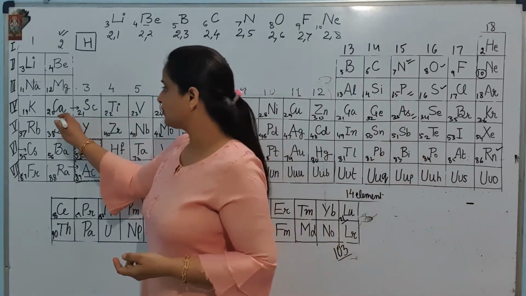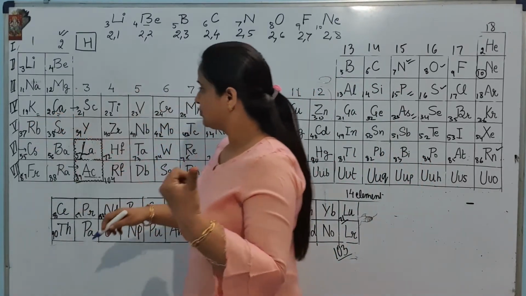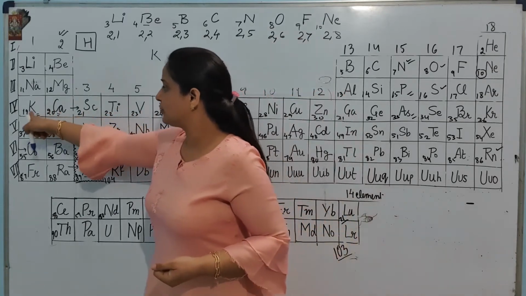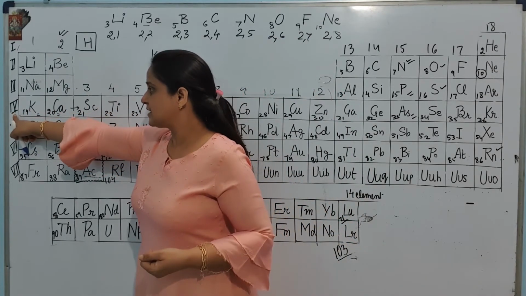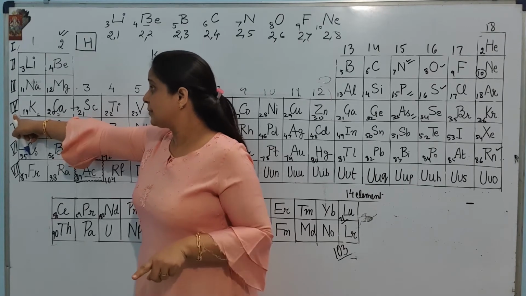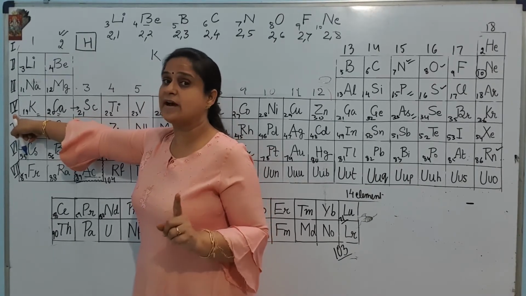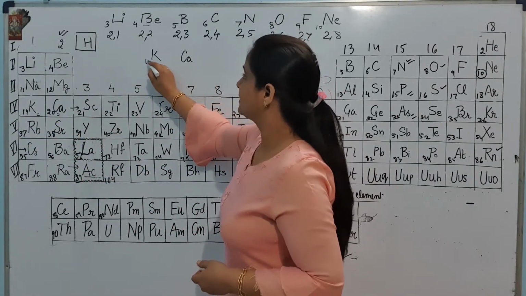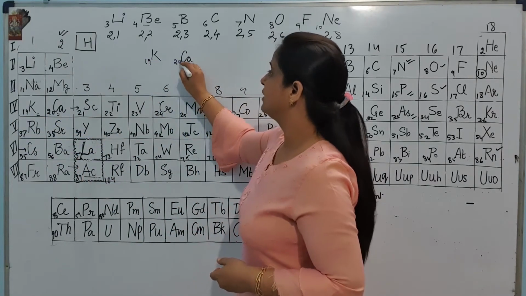I can take it for calcium and potassium. So let's do it for potassium and calcium. Look at their position: they are present in the fourth period. If they are kept in the fourth period, then obviously they must have 4 shells in them. So let's find it out. What is potassium? It is 19. What is calcium? It is 20.